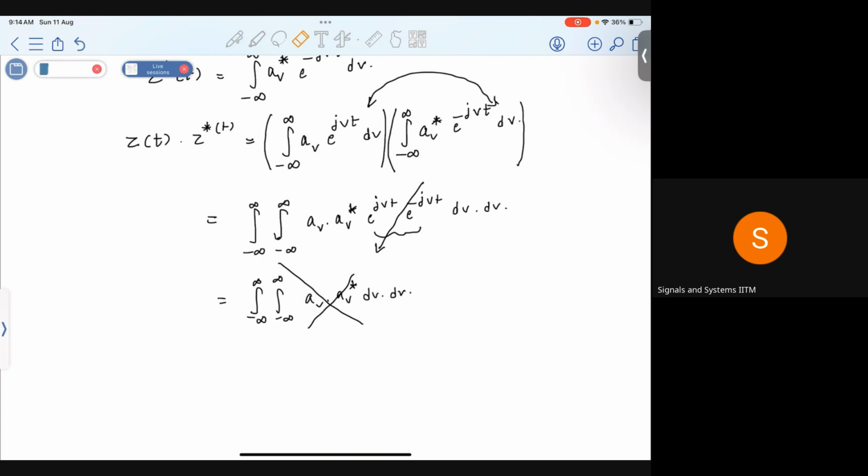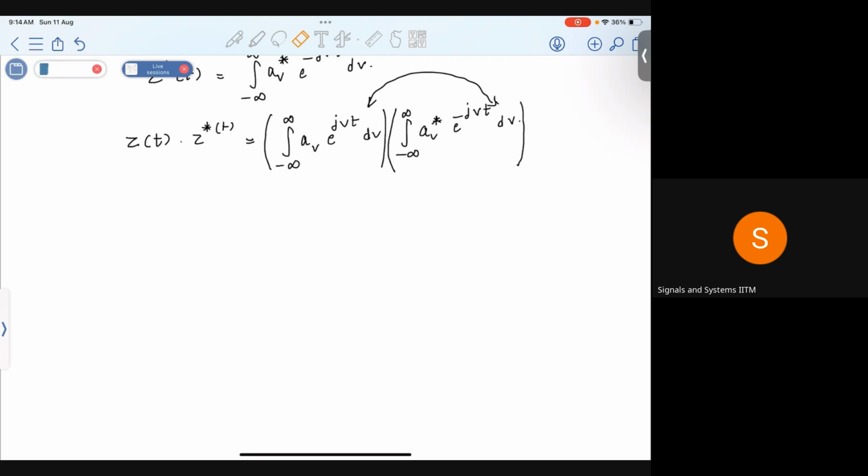You see the point, right? I gave you the example of the discrete version. So this is not true at all. When you are working with multiplications of such integrals, the correct representation is to change this variable to some v prime. Now you have the integral from minus infinity to infinity of A(v) A(v prime) star e^(jvt) e^(-jv't) dv dv prime. So this is the correct answer.